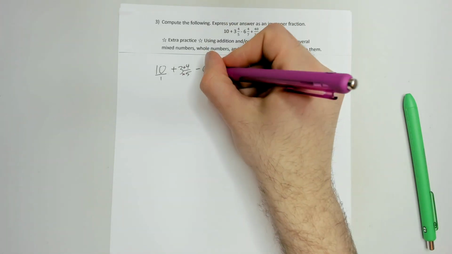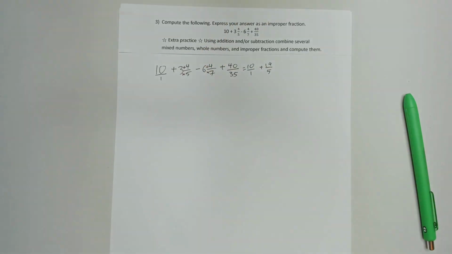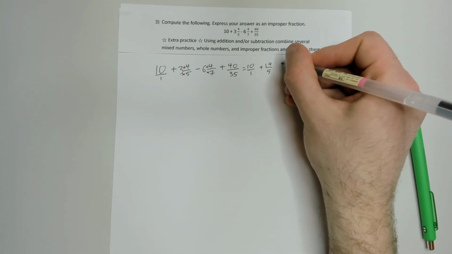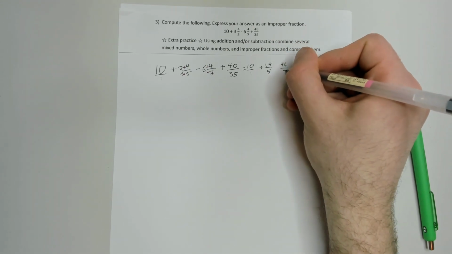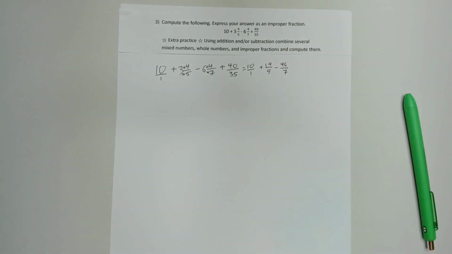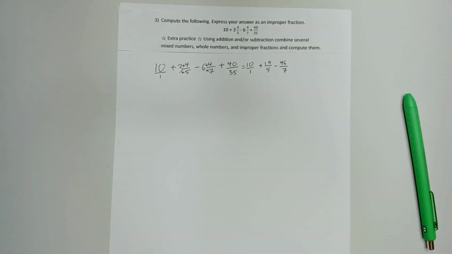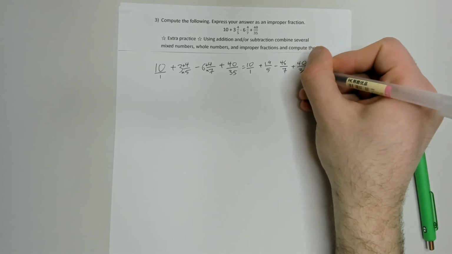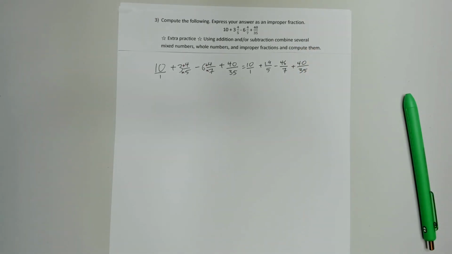Then we'll have to do 6 times 7 plus 4. So 6 times 7 is 42, plus 4 is 46. So we have 46 over 7, and we'll be subtracting that, right, because of the minus there. And then we have plus 40 over 35. Okay, so now everything is in terms of improper fractions. Great, so now we need to get our common denominator.